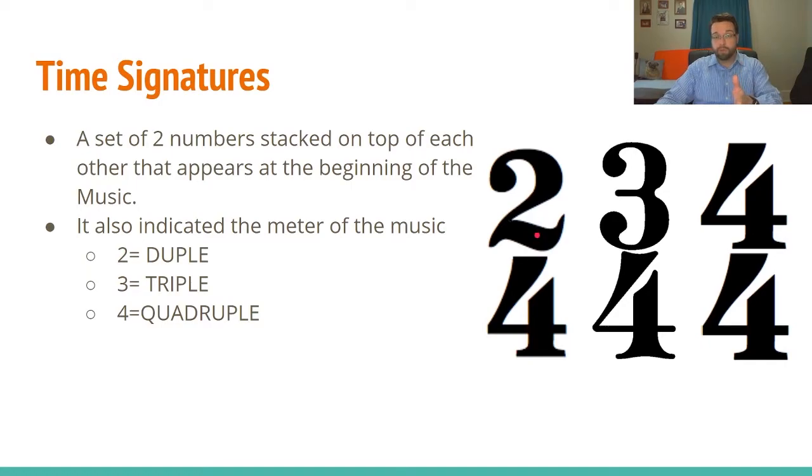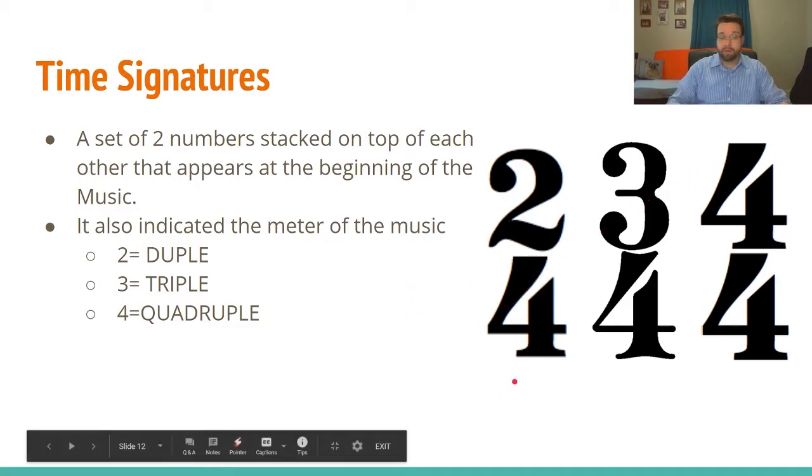For instance, with the 2-4 time signature here, 2 on top, 4 on the bottom, the top number tells us that there are 2 beats per measure. Then in 3-4 time there's 3 beats per measure, and in 4/4 time, there's 4 beats per measure. So duple, triple, and quadruple. That tells us what type of meter we're in.